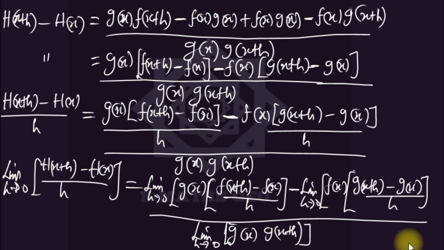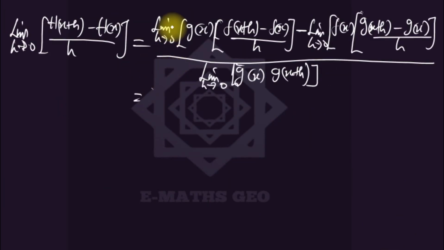So let's move to the next line, to the next page. Okay, we see that the limit of this is a product. To get the limit of a product, you find the limit individually and multiply. So limit of a product is the product of their limits. And also the limit of a constant is a constant. So this is like a constant. So we can write the limit of h tends to 0 of this is g of x.